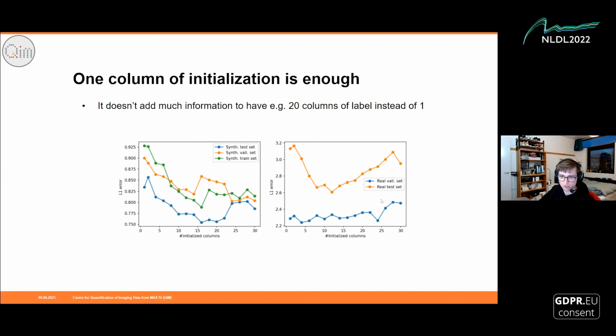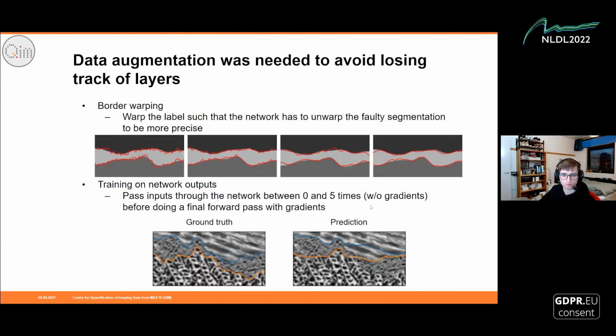It's only 20 images in each of these data sets, so it would probably generally go down if we had more. One of the things we realized through the project was that data augmentations are very important when training the network.